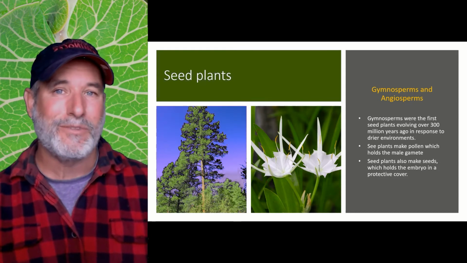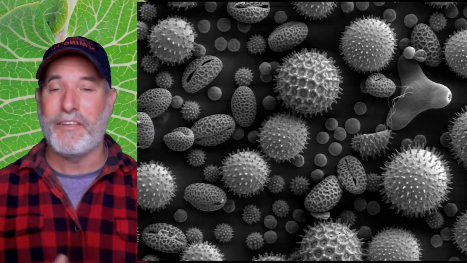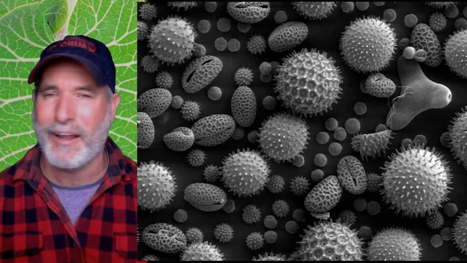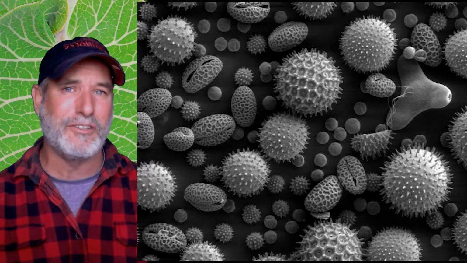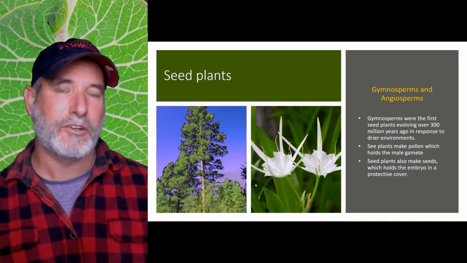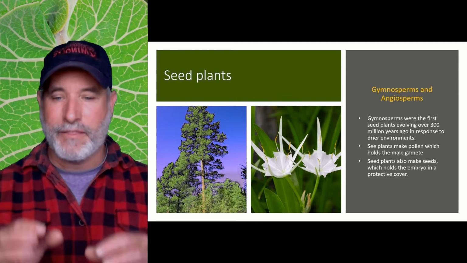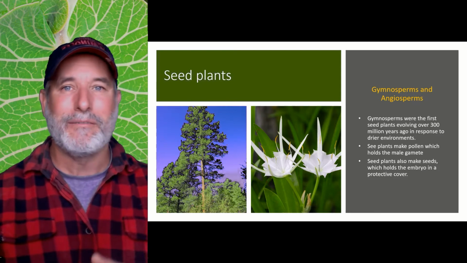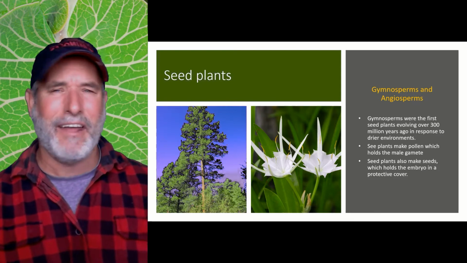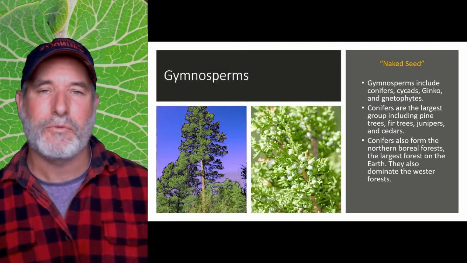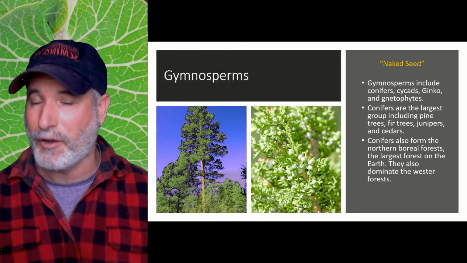Additionally, there was the evolution of pollen. This was a huge step. I know we hate pollen because we're all allergic to it, right? Pollen is that yellow stuff you see all over the place. Our first seed plants are the Gymnosperms, and the pollen grain actually holds the male gamete, and it's no longer flagellated. So the very first seed plants were the Gymnosperms, starting about 300 million years ago.